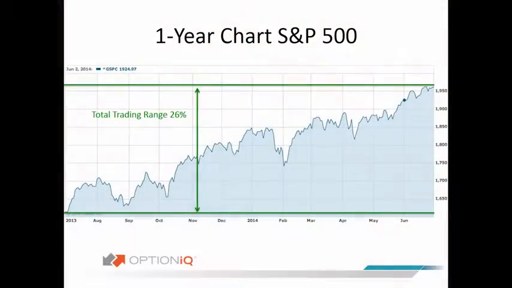Let me give you an example of this stability that these indexes have. Here is a one-year chart of the S&P 500, and you'll notice that it went up from here over on the left side all the way up to here. However, during that entire year, it had a trading range of a total of 26%. It was not 105% like we talked about earlier with Netflix. This one was only 26% trading range.